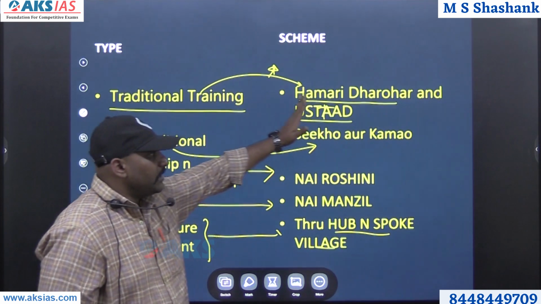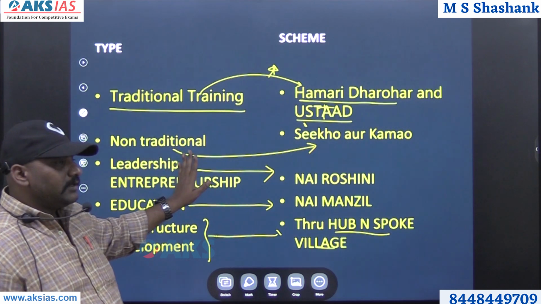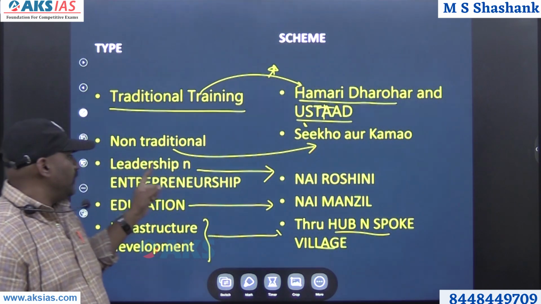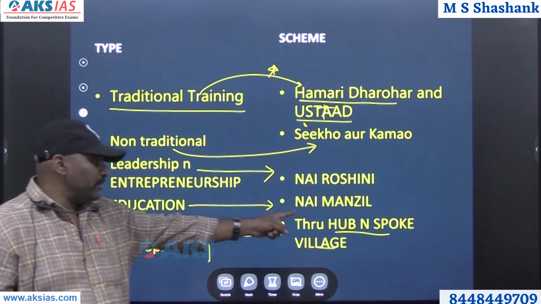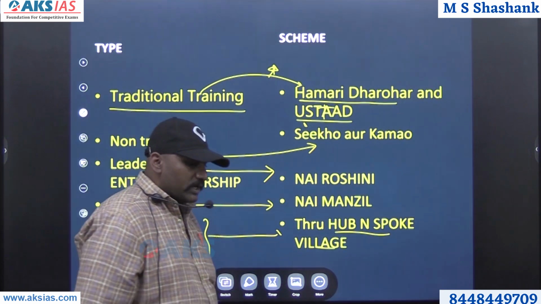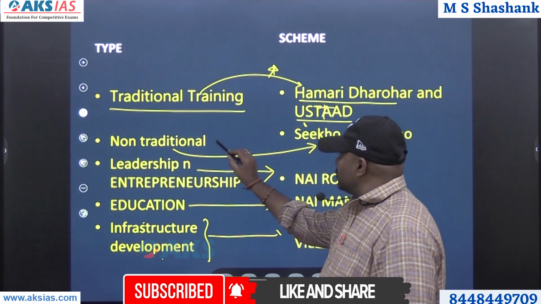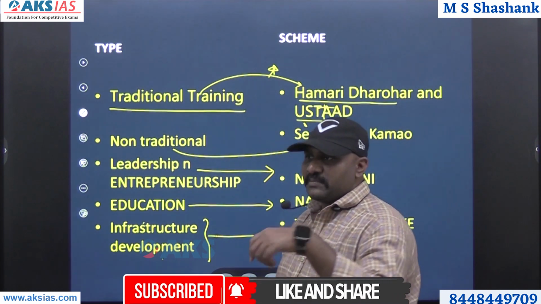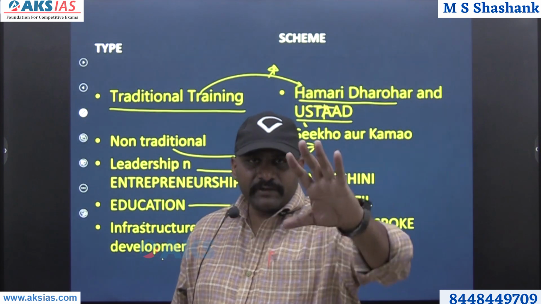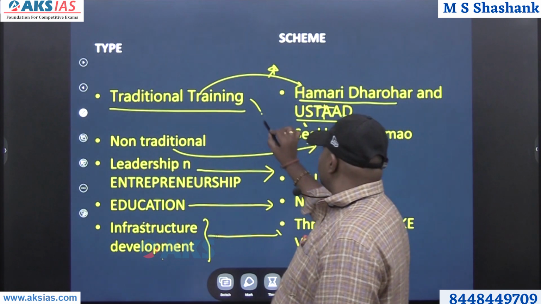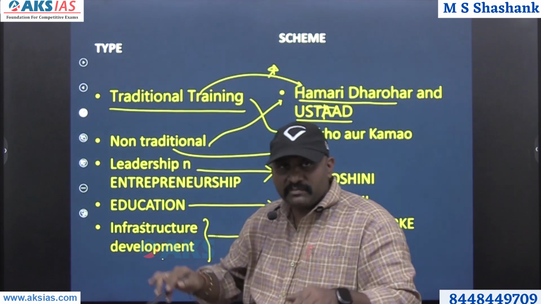For traditional training, Hamari Darohar and Ustad are the 2 major programs within that scheme. If you want non-traditional, then Seeko aur Kamao. For leadership and entrepreneurship, it is Nai Roshni, and education, Nai Manzil, and infrastructure development through Hub and Spoke Villages. So please try to understand, when they frame a question, what they will do is, for non-traditional, which of the following statements are true with respect to Pradhan Mantri Vikas Scheme? They'll give you 4 sentences. What they'll do is, for traditional training they'll give Seeko aur Kamao. For non-traditional they'll put this one and they'll frame a question based out of it.